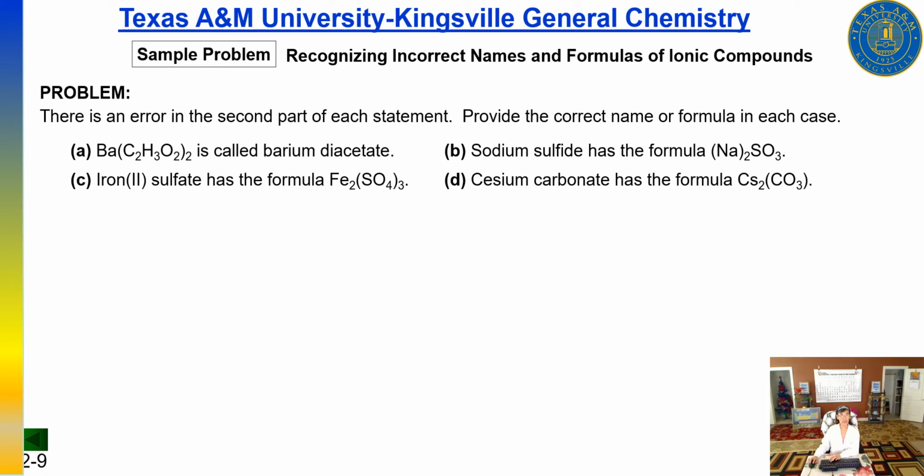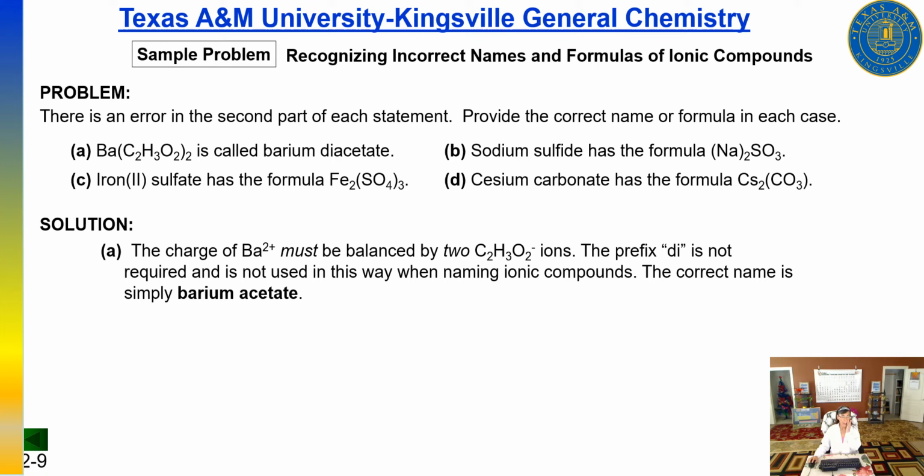Sample problems. These several compounds, I have named in an inaccurate way, incorrect naming. Identify it and then show the accurate nomenclature. A. BaC2H3O2 is called barium diacetate. Yes or no? That's not right. Barium is your monoatomic cation, and C2H3O2 is called acetate, a negatively charged ion. In ionic compounds, the prefix is not necessary because the charge will tell you the number of acetates. So your accurate name is simply barium acetate, remove di.